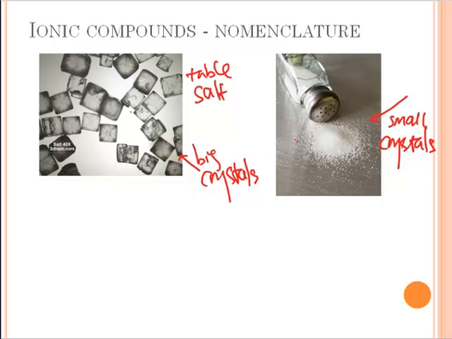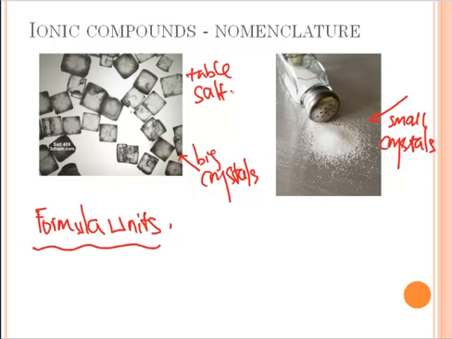But now you can extend this logical argument. If I really have to chop the table salt crystal down to the point where you cannot do it anymore, you will have what we call a formula unit. Those are called formula units. This is the simplest unit that represents the ionic compound. And recall the information we discussed in the previous vodcast regarding this.